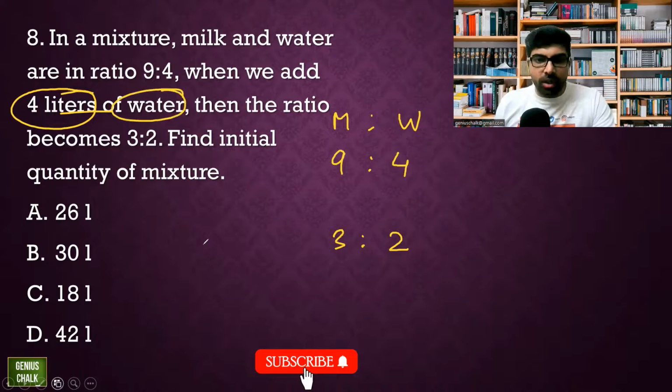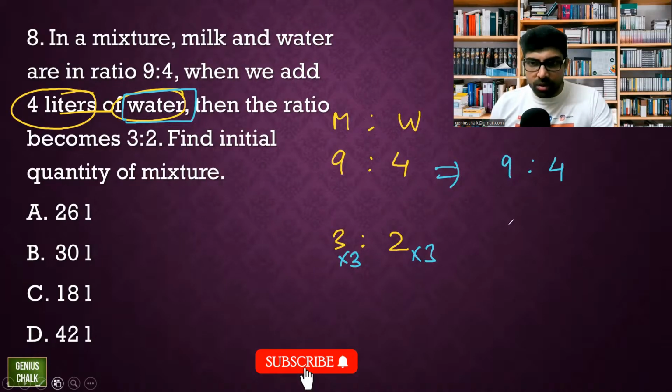That means the concept is the same. The other part has to be the same. Like if you are adding water, milk has to be the same. So here milk is 3, here it is 9. So let's make it the same. It is 3, this also multiplied by 3. So the new ratio becomes 9:4 and it is 9:6. You can see that this is milk, this is water.